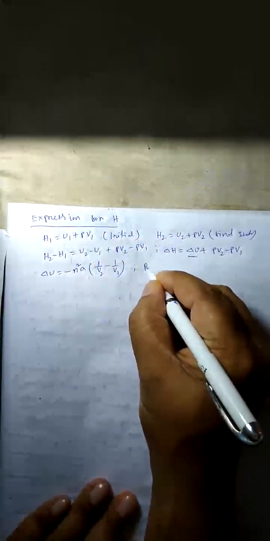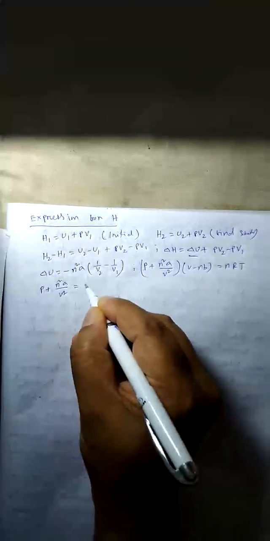Then we derive pressure from the Van der Waals equation. So we write the Van der Waals equation first: P plus n square A by V square, times V minus nb, is equal to nRT. Take this to this side: P plus n square A by V square is equal to nRT divided by V minus nb. Then P is equal to nRT divided by V minus nb, minus n square A by V square.